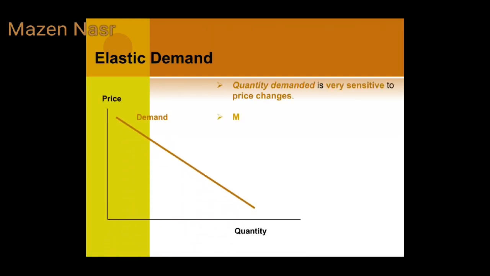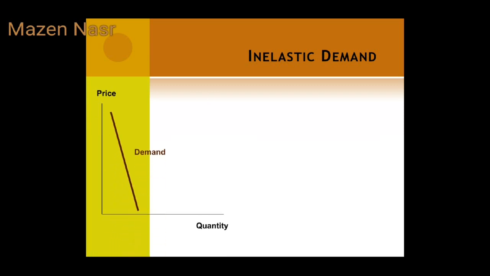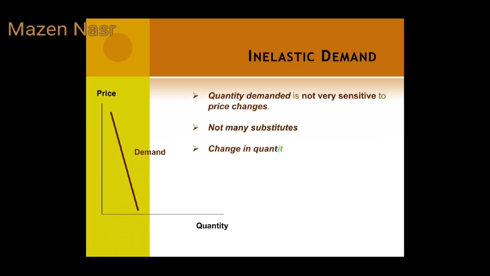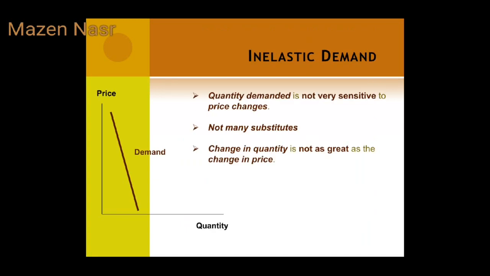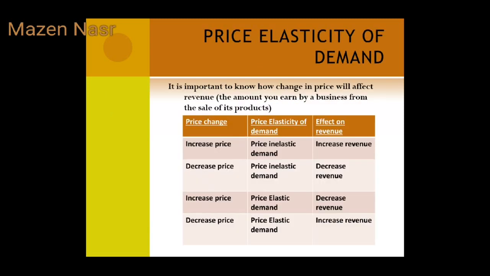Also, you don't need to know this, but this is what we call elastic demand. When we have a lot of substitutes, the change in the quantity demanded will be greater than the change in the price. However, in the inelastic demand, it's totally the opposite. Not many substitutes, so the change in the quantity demanded is not as great as the change in the price. So it depends on the substitutes, if it's a necessity or not. Of course, the elasticity of demand will be different.